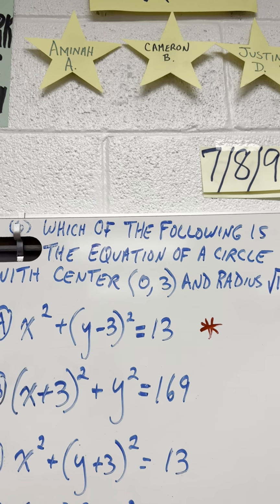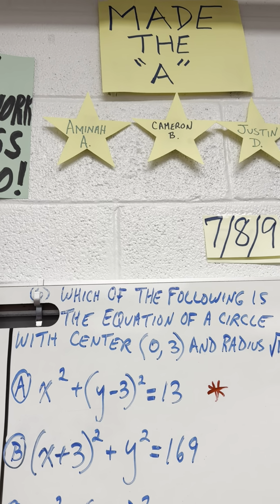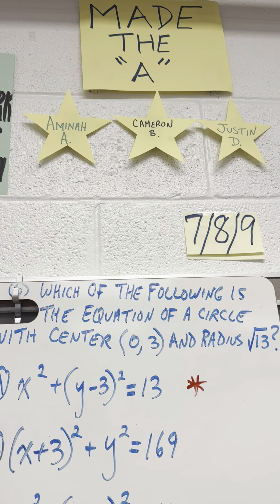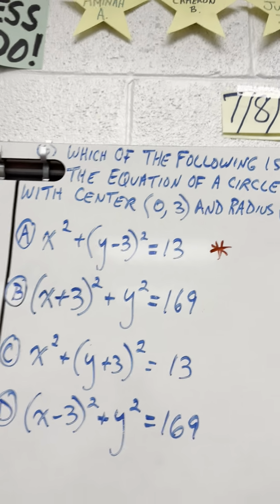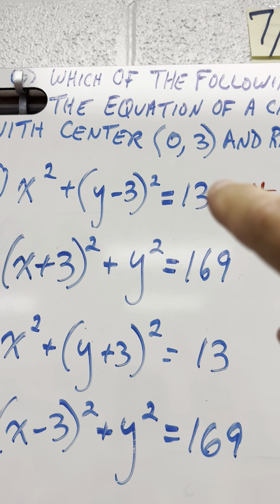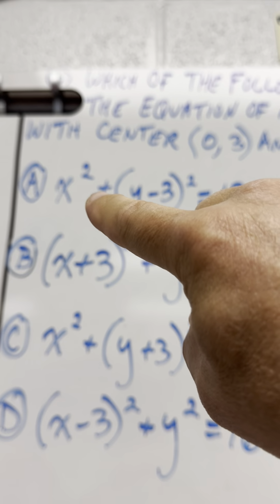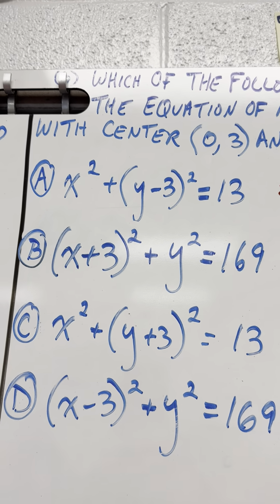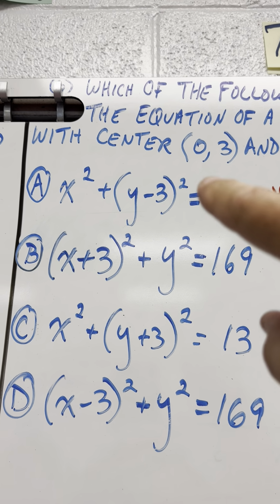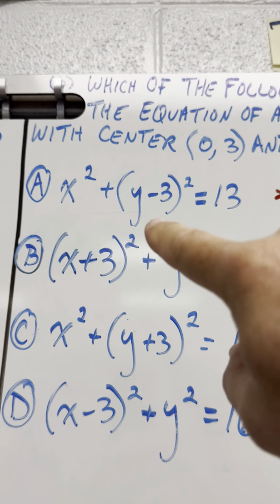Which of the following is the equation of the circle with center 0, 3 and radius square root of 13? Okay, x minus 0 squared is the same as saying x squared. So it's either A or C, all right? y minus 3 squared, so it's got to be this.